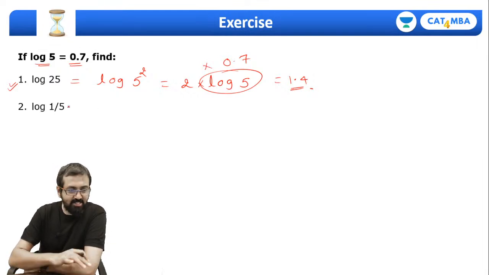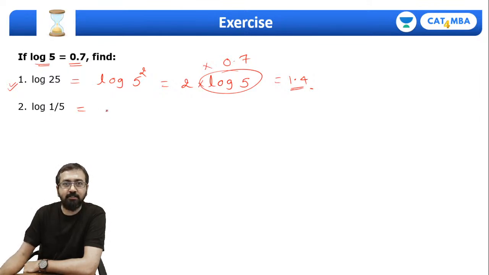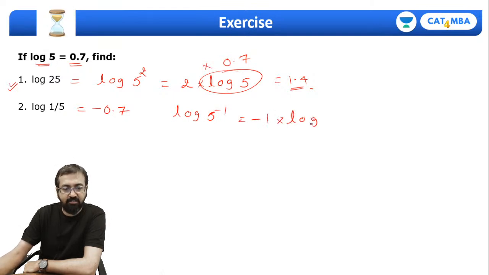Okay, so fine, this is correct. Guys, try for this one. Can you directly tell me the answer? What should be the answer for this? Quickly type in the chat box. It should be minus 0.7. Correct? Simple. Because log of 1 by 5, it's nothing but log of 5 raised to minus 1. Or you can say minus 1 into log of 5. However you want to interpret. Correct?